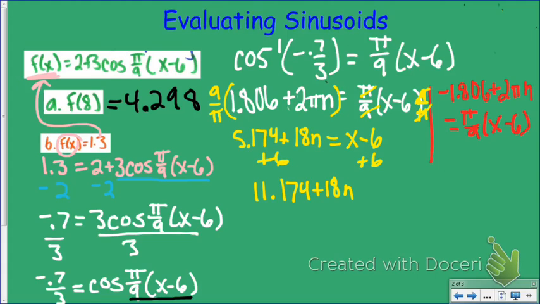Okay, now I'm going to make a little bit more space. I'm going to rework the second half of this. All right, so the second half was that second solution. And honestly, that is the hardest part of this probably, to find where that second half of the solution is. So I have negative 1.806 plus 2 pi n equals pi over 9 times x minus 6. I'm going to work this out the same way. I'm going to multiply both sides by 9 over pi.